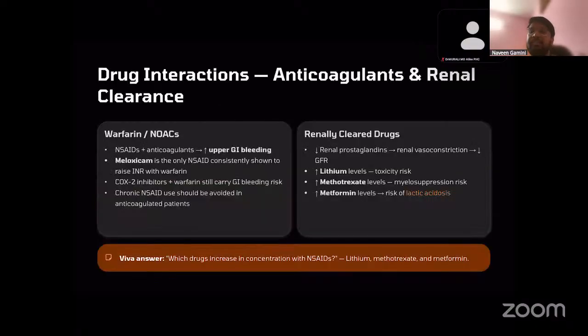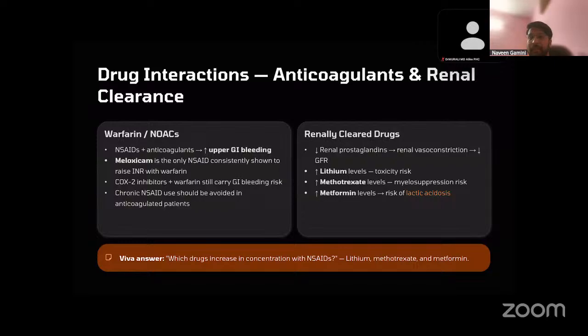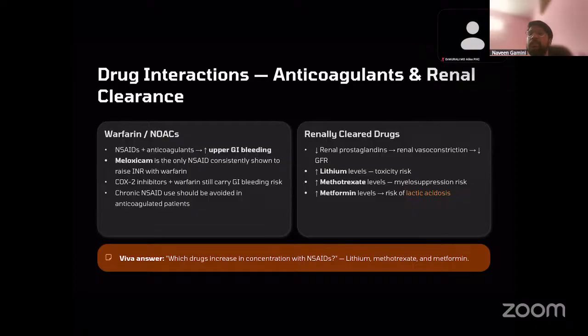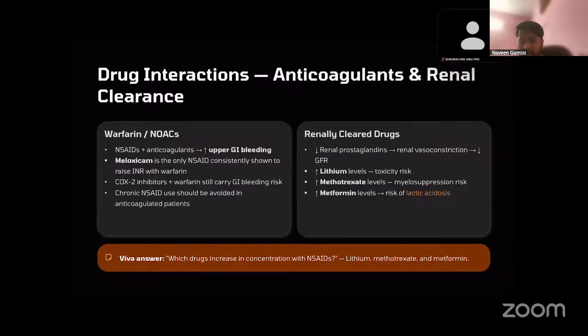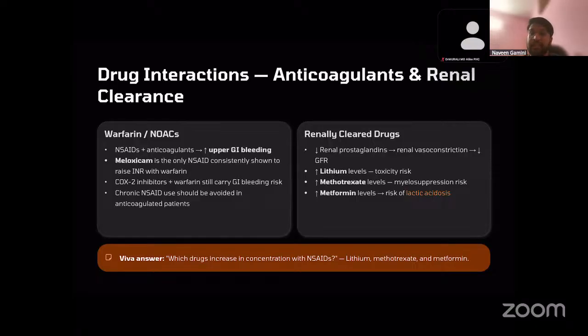Next interaction, let's talk about warfarin or newer oral anticoagulants. The NSAIDs, when combined with these anticoagulants, will cause a high risk of upper GI bleeding. Specifically, meloxicam is the only NSAID which is consistently shown to raise INR when used along with warfarin. Whenever we use COX-2 inhibitors with warfarin, they also carry GI bleeding risk. It's not that COX-2 is present in the GI tract, but still we have clinically seen that it carries GI bleeding risk. Chronic NSAID use should be avoided in anticoagulated patients.